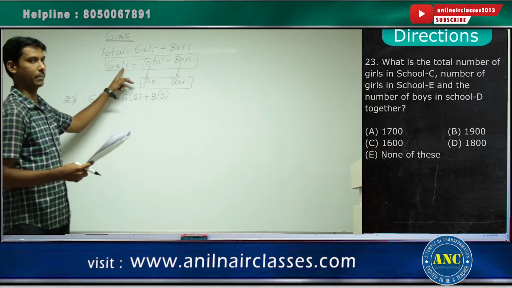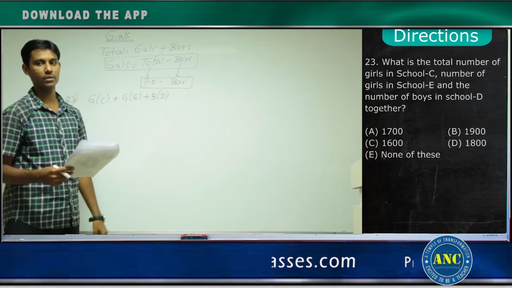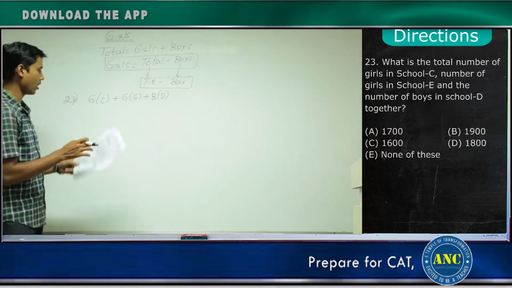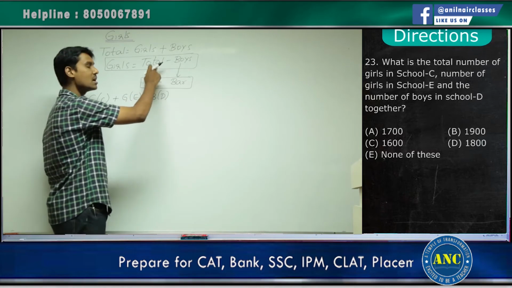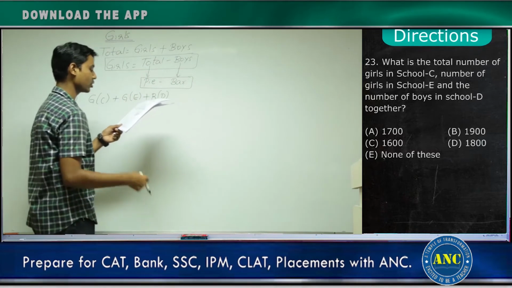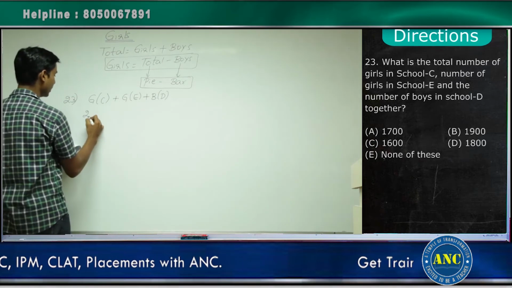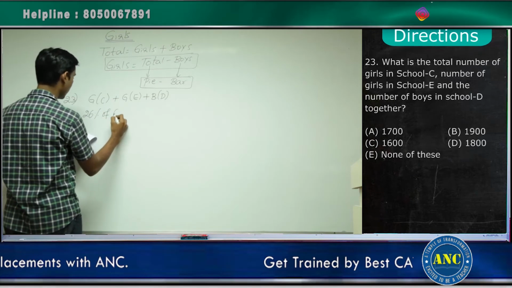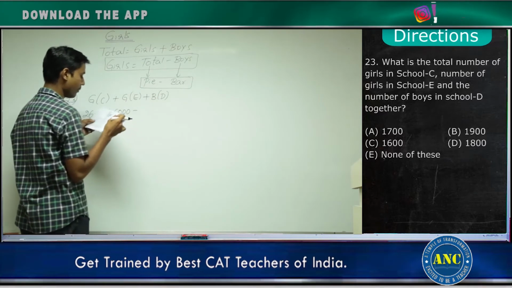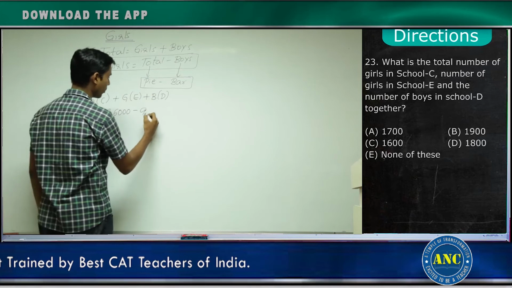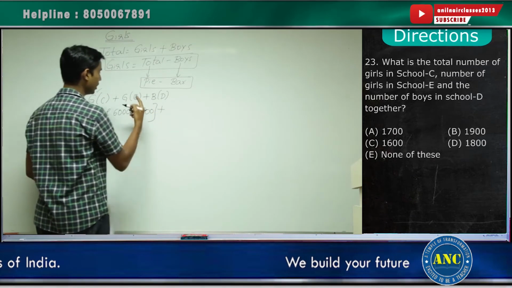The number of girls is given by total minus boys. Total is obtained from the pie chart, and boys is obtained from the bar graph. The number of girls in school C is the total number of students in school C minus the number of boys in school C. School C is 26%, so it is 26% of 6,000 minus the number of boys in school C. According to the bar graph, the number of boys in school C is 900.